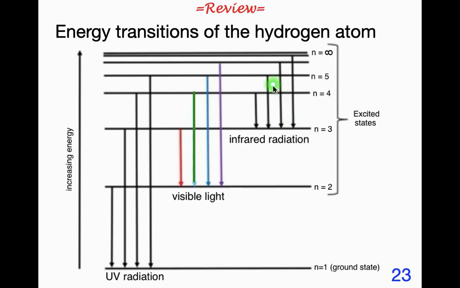Now, there are 3 sets of emission lines that you need to know. The first, infrared radiation, is called the Paschen lines or Paschen series. This is when the electrons transition down to the 3rd energy level. It doesn't matter from where they came, but if they transition down to the 3rd energy level, they're going to give off infrared radiation, Paschen lines or Paschen series.